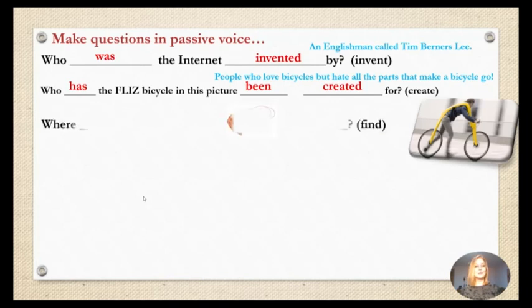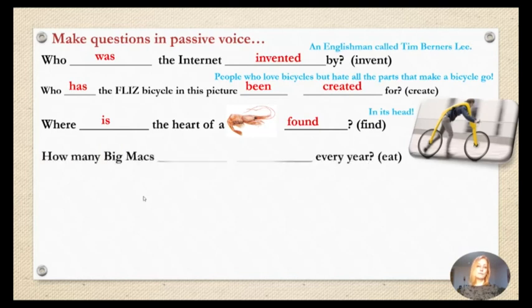Okay, next one. What's this in the picture? It's a shrimp, okay. So, where is the heart of a shrimp found? Where is the heart of a shrimp found? If you didn't know, now we will learn that it is found in its head. Okay?